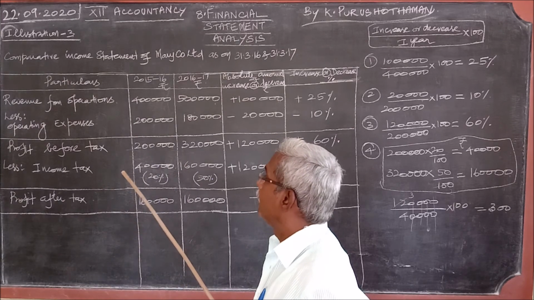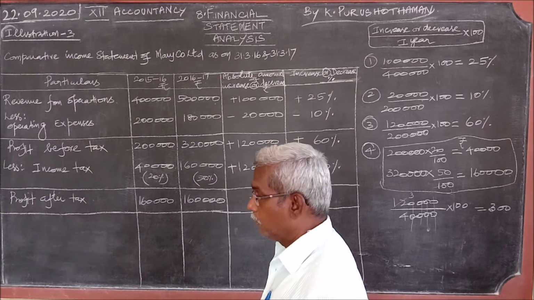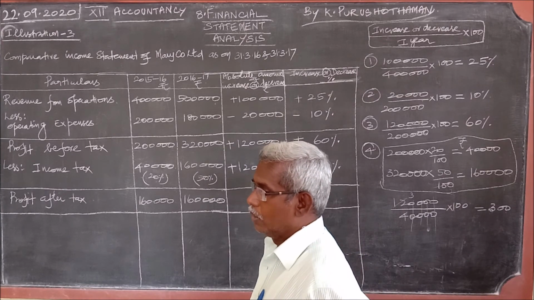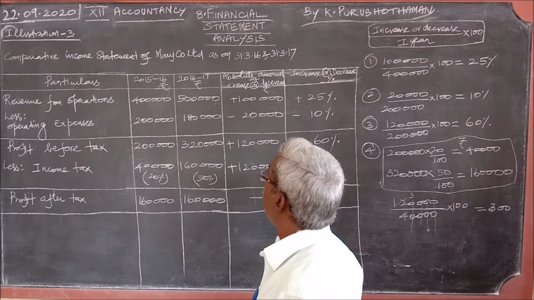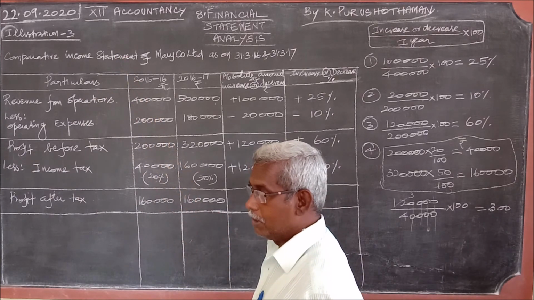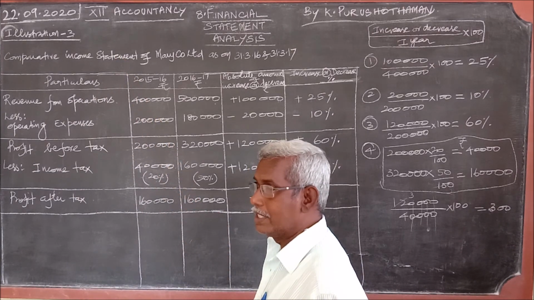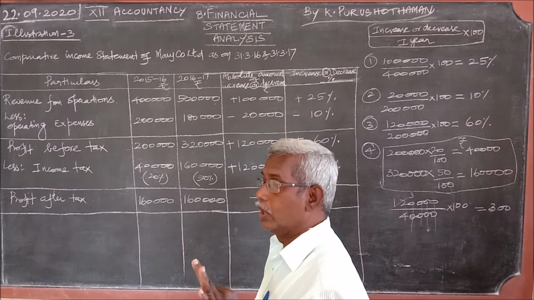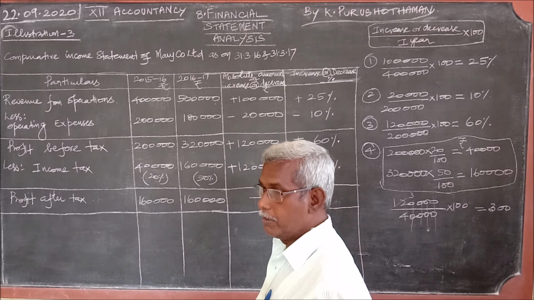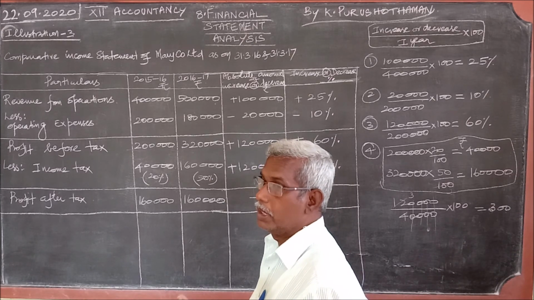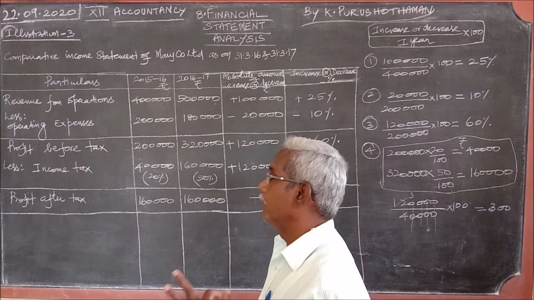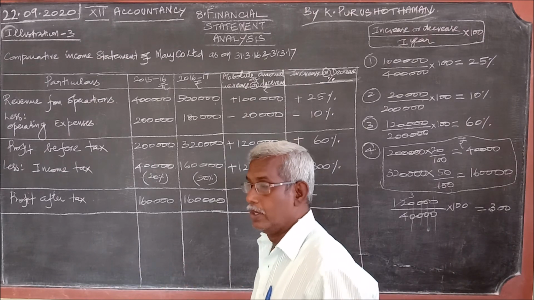You must be very careful, and this type of problem may be asked out of these three models: comparative income statement, common size, and third, trend analysis. There are three methods. If you are thorough in these three methods, definitely one 5 mark, one 3 mark, one 2 mark question. Totally 10 marks. You are sure of scoring 10 marks from this chapter. Okay, thank you.